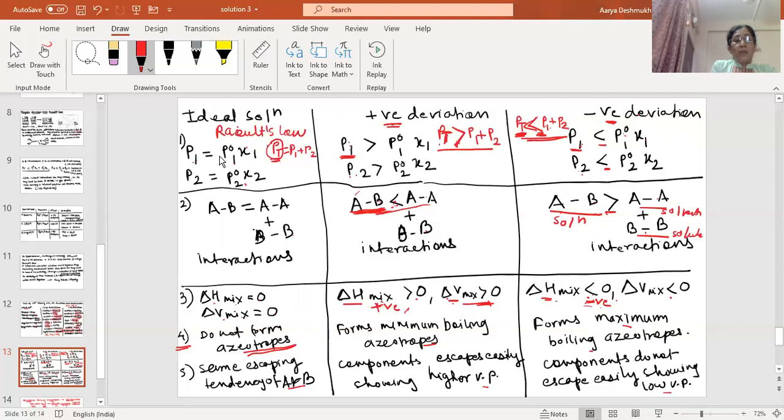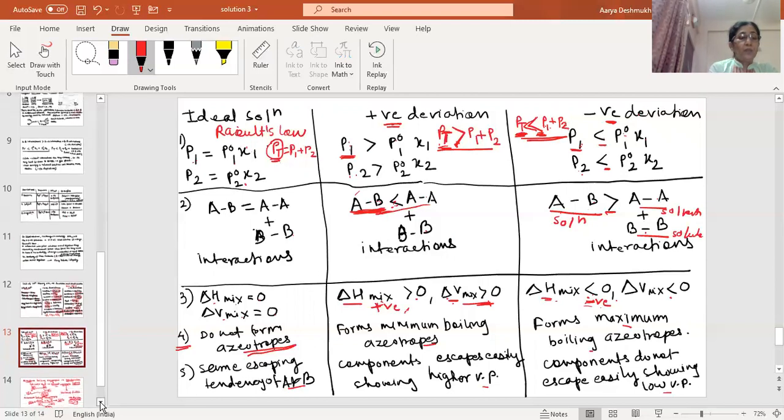And the escaping tendency of A and B would be the same here in case of the ideal solution. But in case of positive deviation, components escape easily, showing higher vapor pressure. You can see here, this is higher vapor pressure. The total vapor pressure of the solution is more. Whereas in case of negative deviation, they do not escape easily, showing lower vapor pressure. You can see here, this total vapor pressure is less. So this is about the ideality, then positive deviation and the negative deviation from Raoult's law.